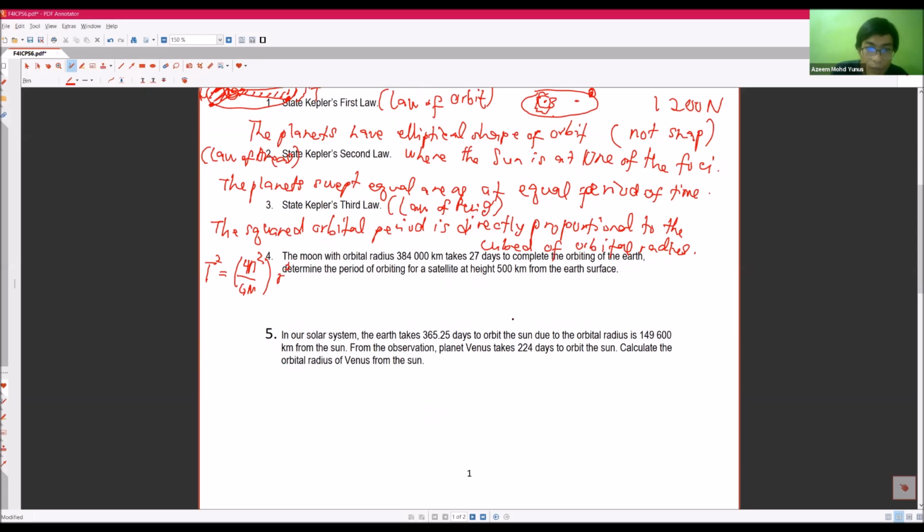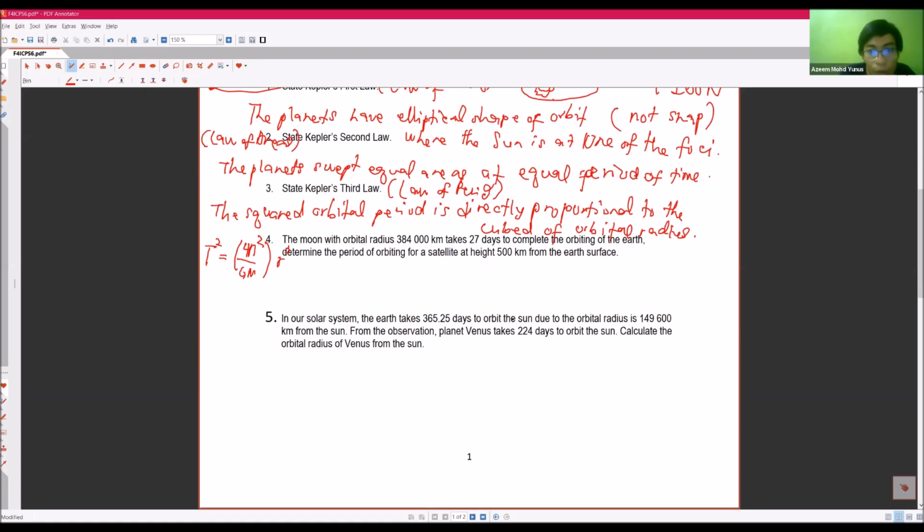Let's move on to number 4. The moon with orbital radius 384,000 kilometers takes 27 days to complete its orbit of the Earth. Determine the period of orbiting for a satellite at height 500 kilometers from the Earth.